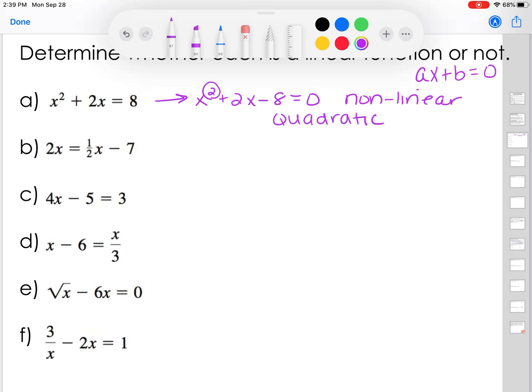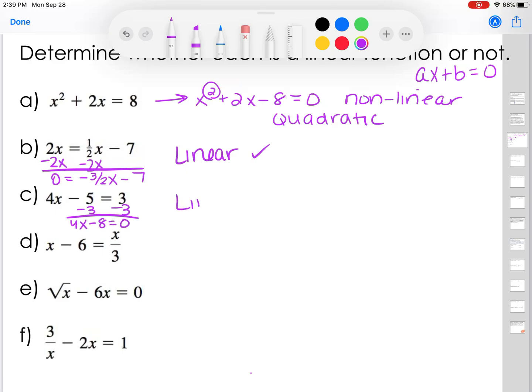Okay. The next one, can I turn this into ax plus b is equal to 0? If I subtract 2x from both sides, I'm going to be left with 0 equals negative 3 over 2 x minus 7. That's good. Or we could have moved everything to the left. Regardless, this is definitely a linear function. If we take a look at the next one, I could just subtract 3 from both sides. I'm going to get 4x minus 8 equals 0. Definitely linear.